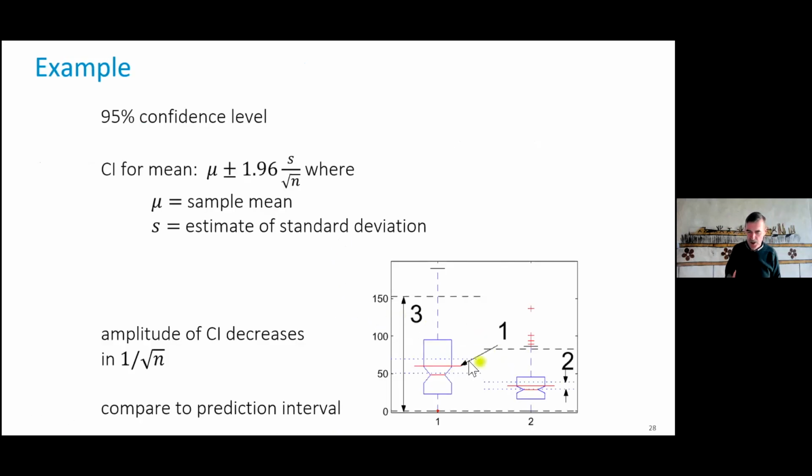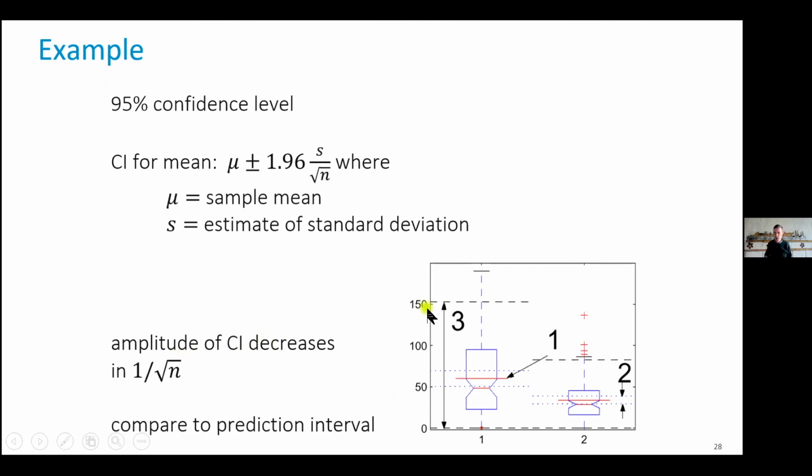So this is what I did here in the plot. The red line gives us the mean, and the dotted blue lines give us the uncertainty about the estimate of the mean. The amplitude of the confidence interval decreases in square root of n. That means when n goes to infinity, it goes to 0, but slowly, like 1 over square root of n. So if I have a huge number of data points, then of course the estimate will be better, as expected.